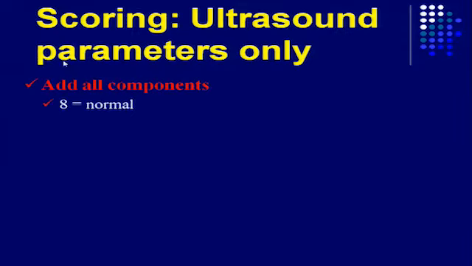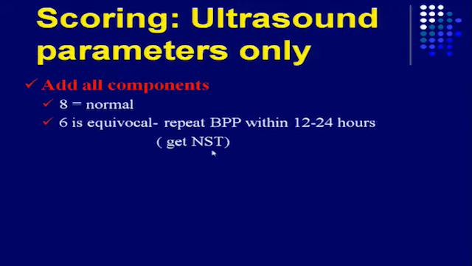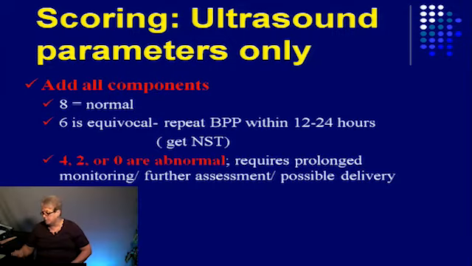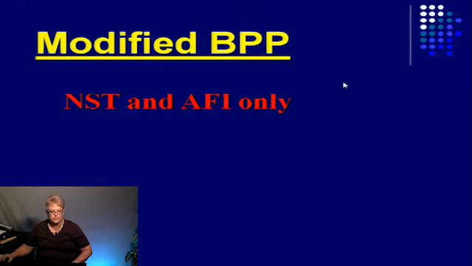So how do we score this on the ultrasound parameters alone? Add all the components. 8 is normal. 6 is equivocal. Repeat your BPP in 12 to 24 hours or get an NST. 4, 2, and 0 are all abnormal, so they require prolonged monitoring or further assessment. So you send them up to the assessment center and let them see how the baby does over a longer period of time, because you don't want to send them home and then have something happen.